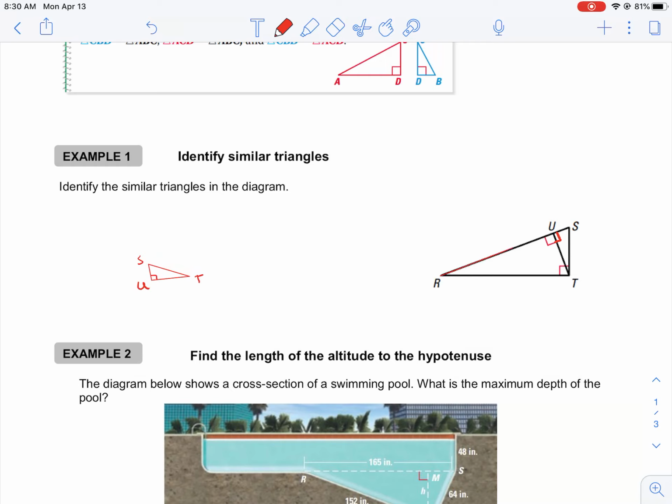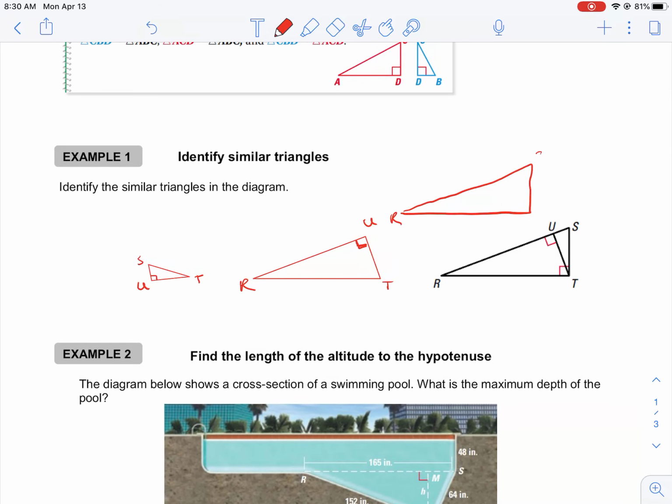Our next triangle that's similar is this triangle right here. So this is R, this is T, and this is U, and our 90-degree angle is right there. And then the last similar triangle is this whole thing, where this is R, this is S, and this is T.